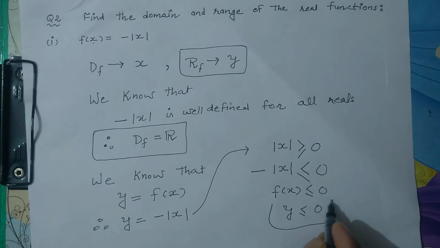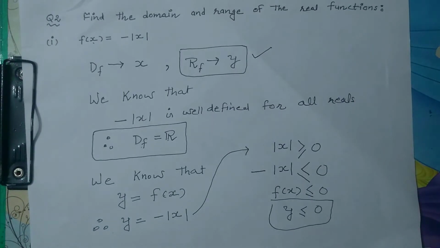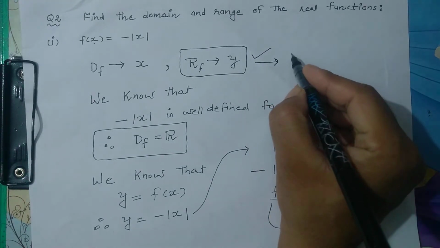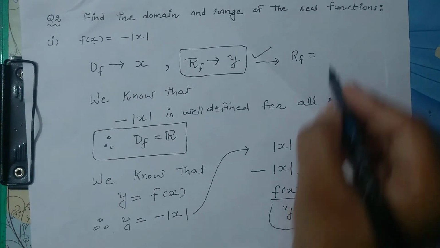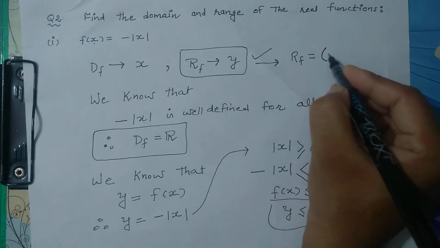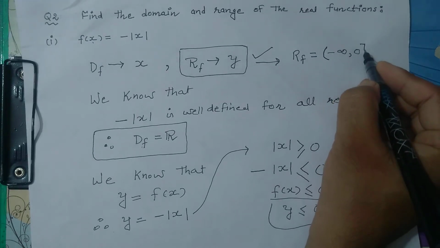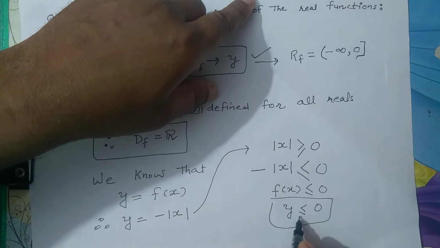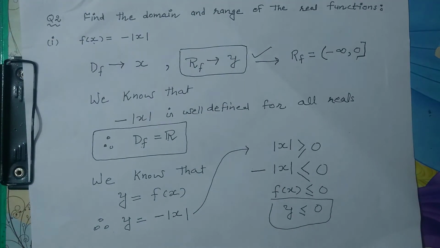So the value of y itself is called the range of the function. So what is the range of the function? Range of the function is equal to minus infinity to 0, closed bracket with this 0 because of this equal to sign. Okay, this is the first part.